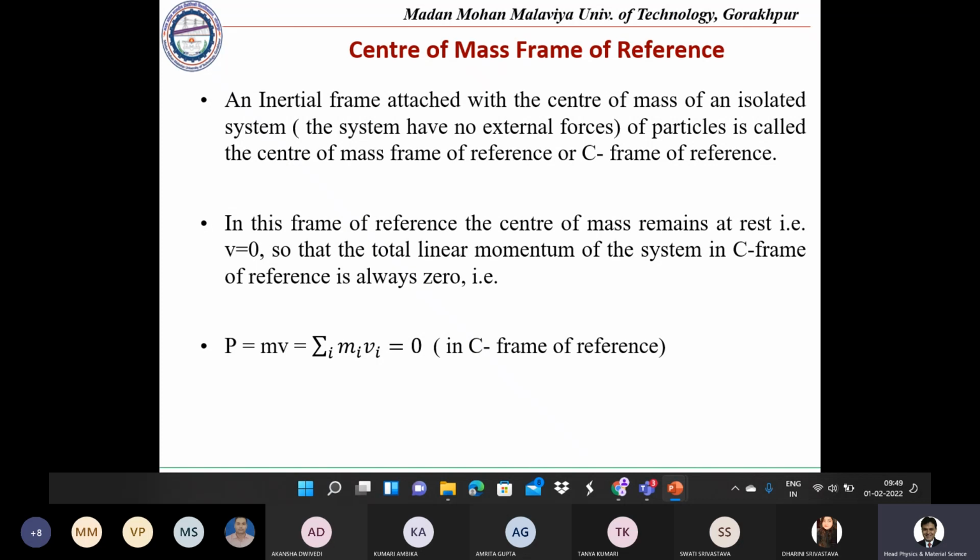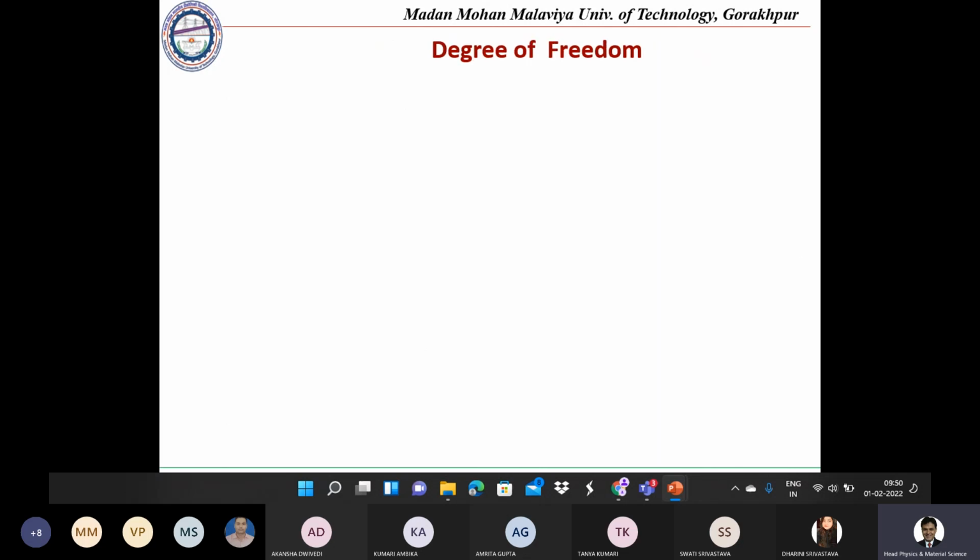You should always remember that if you are taking the center of mass frame of reference, then the momentum will always be 0, that is P is equal to MV is equal to sigma i mi vi, which is equal to 0. This is why the C frame of reference is also called the zero momentum reference frame. So we will use this idea when we discuss the center of mass frame of reference and its relation with the laboratory frame.